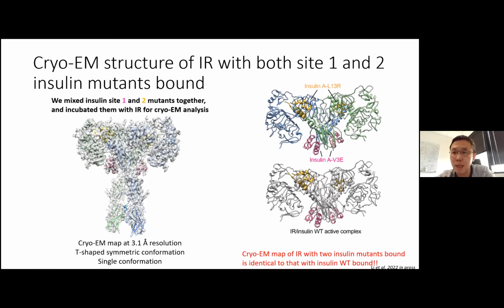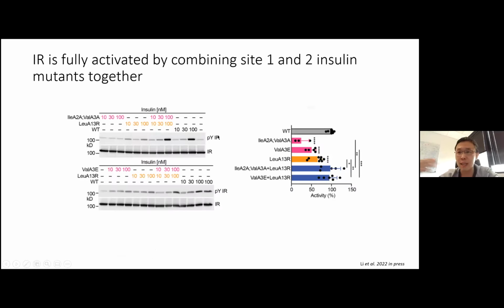That actually supports our hypothesis that insulin binding to both Sat1 and Sat2 is required for the promotion of the T-shaped symmetric conformation. And again, this is also consistent with our cell functional experiment. If only the insulin Sat1 or Sat2 mutant is used, both cannot activate the receptor. But if we mix the Sat1 and Sat2 insulin mutants together and use that mixture to stimulate the cells, now the receptor can be activated to a similar level as that by the wild type insulin. So if you mix the Sat1 and Sat2 mutants, you can rescue the receptor activation.